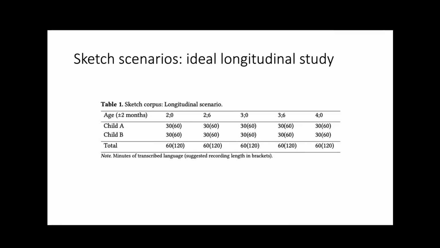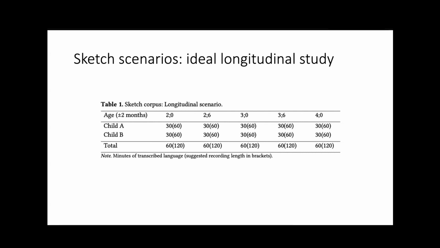In the sketch manual itself, we have the ideal longitudinal setup. In the ideal longitudinal setup, you would have 2 children and you would follow them from the age of 2 years until the age of 4 years. And you could collect, for instance, every 6 months, 1 hour of data from each child and process 30 minutes of that data. And that would add up to the 5 hours that you would need for a sketch.